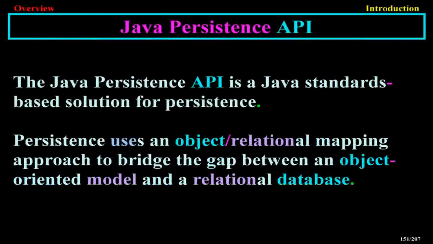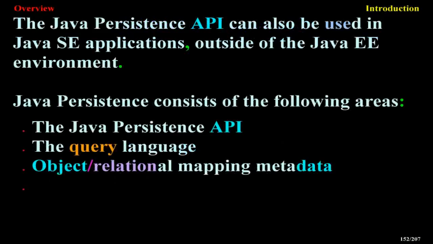Java Persistence API. The Java Persistence API is a Java standards-based solution for persistence. Persistence uses an object relational mapping approach to bridge the gap between an object-oriented model and a relational database. The Java Persistence API can also be used in Java SE applications outside of the Java EE environment.